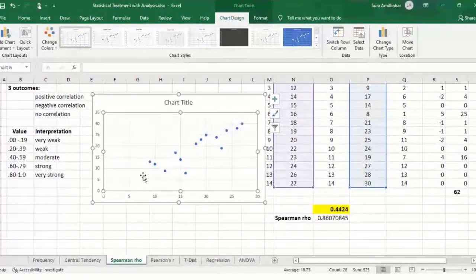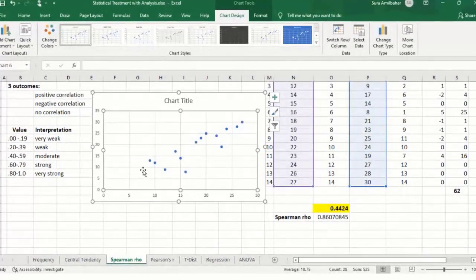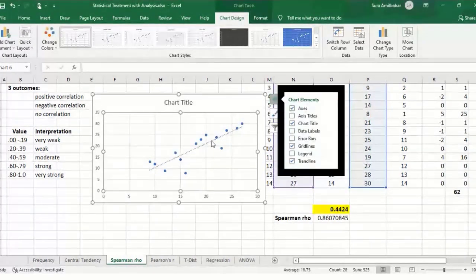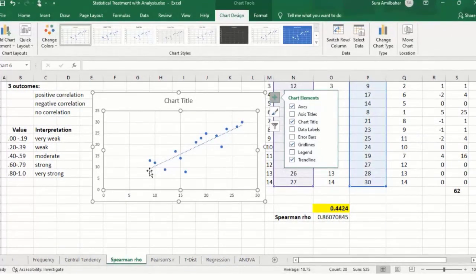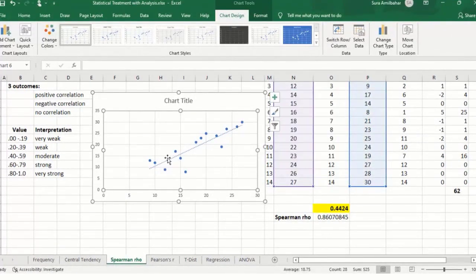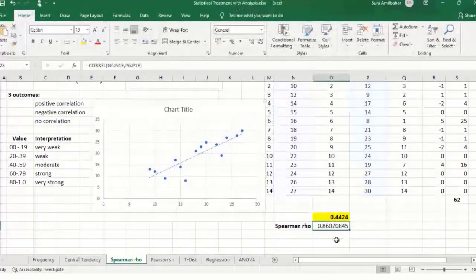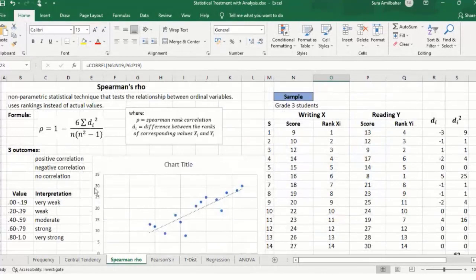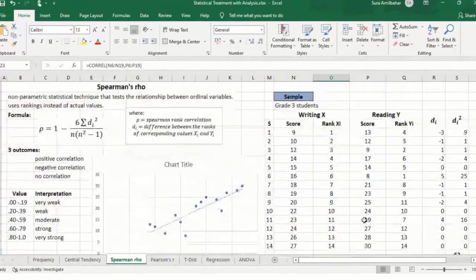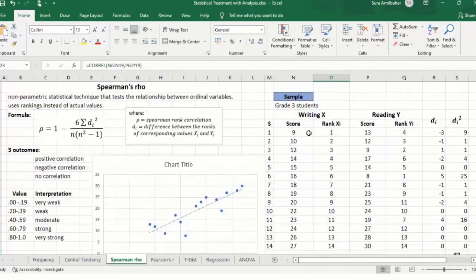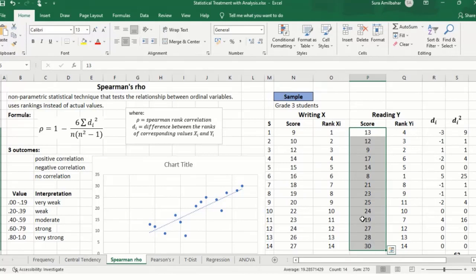So, as you can see, ito yung sinasabi nating increasing, positive correlation. Paano mo nasabi, teach? You can click here, chart elements, and then trend line. As you can see, yung sinasabi nating increasing na linear function na graph, di ba? Pataas. So, that is how you will know that this has a positive correlation. And apparently, looking at the Spearman rho rank correlation, it is a very strong relationship. Therefore, you can conclude that indeed, if a grade 3 student is very good in writing, then they are also good in reading.